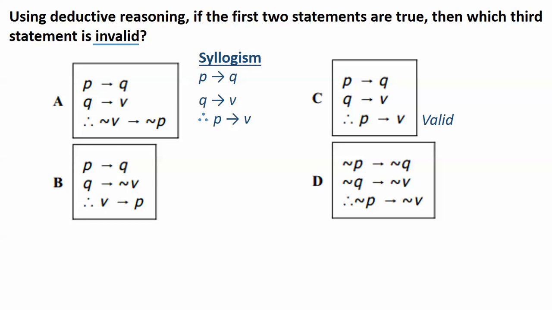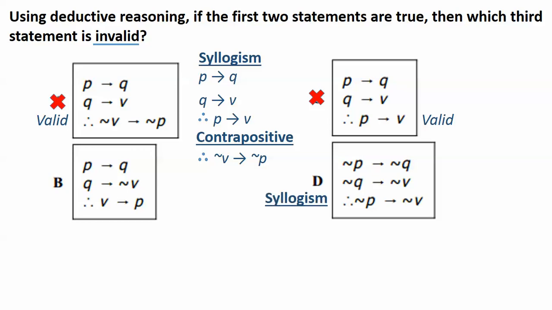Let's look a little deeper. I see that A is really close, but at the very end they switch it up. So let's try our contrapositive. If P, then Q. If Q, then V. And using our contrapositive, we know if P, then V is true. Therefore, if not V, then not P must be true. That makes this option, A, valid as well.